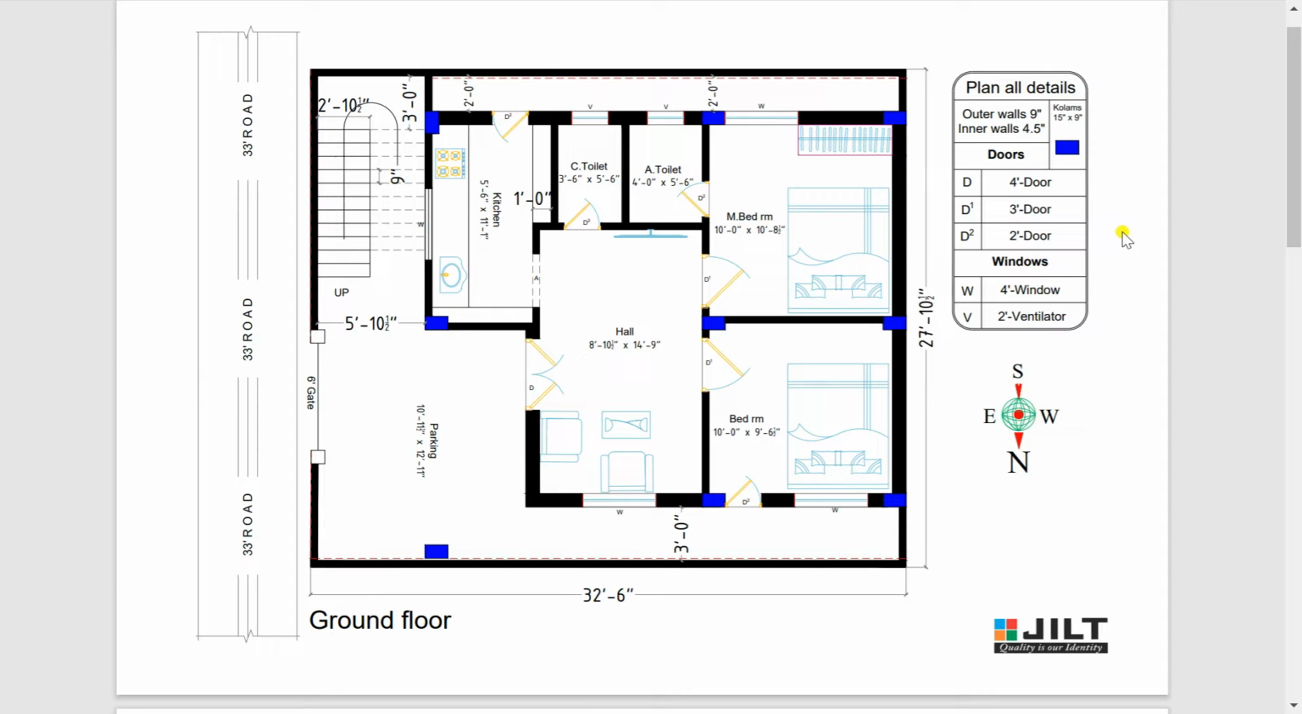I am back with a new video of a G plus 2 floor plan with the dimensions of 32 feet 6 inches by 27 feet 10 and a half inches.